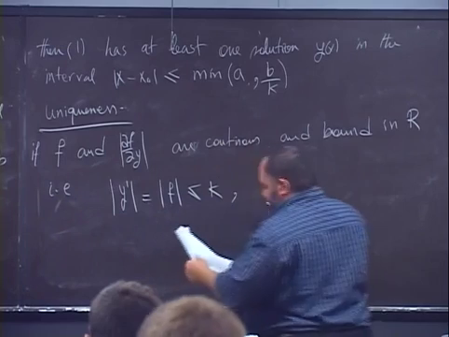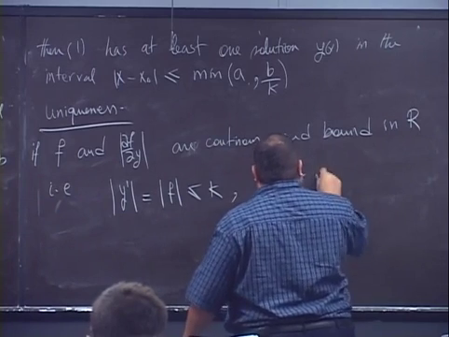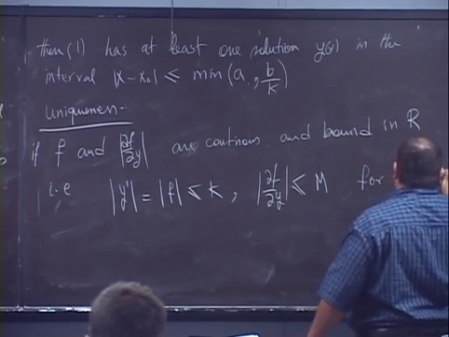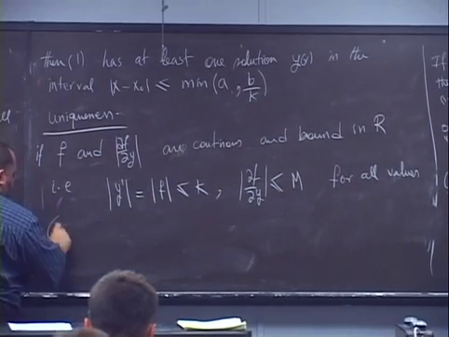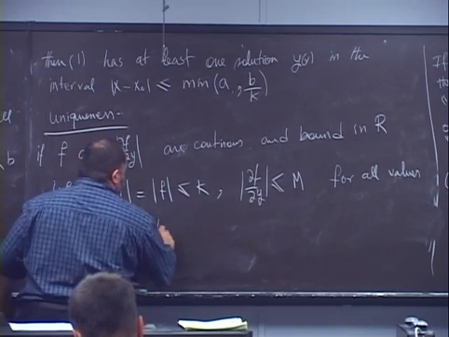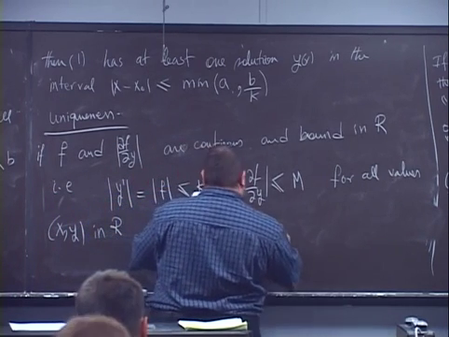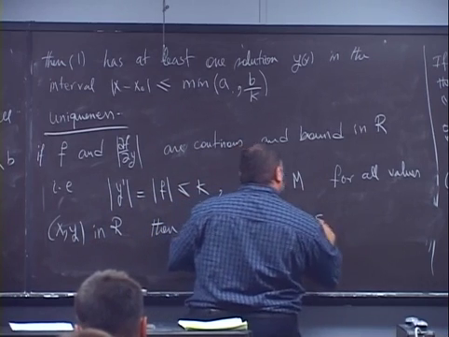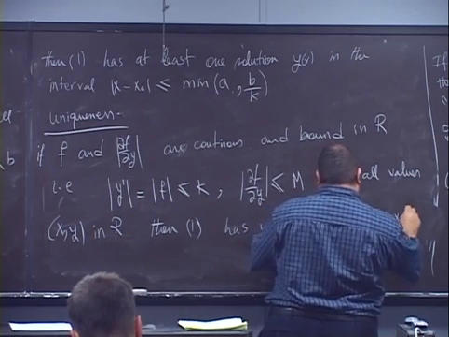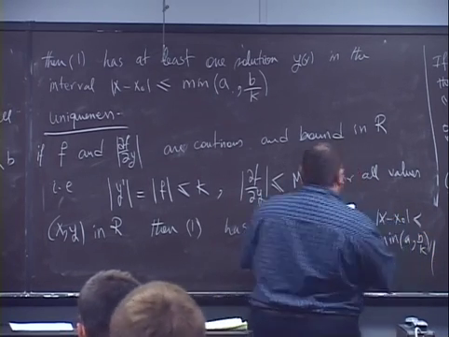But the second condition is that the derivative of f with respect to y is less than some number m for all values of x and y in the region R. Then one has a unique solution in the interval x minus x naught less than or equal to the minimum of a and b over k.